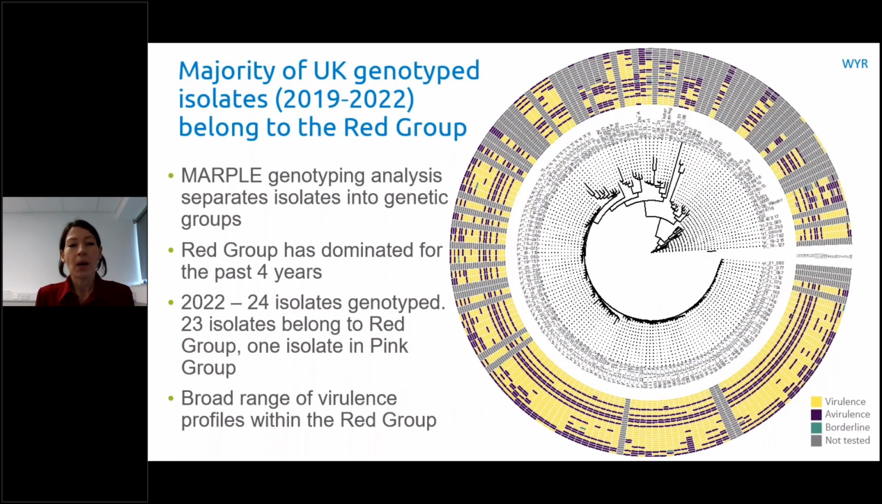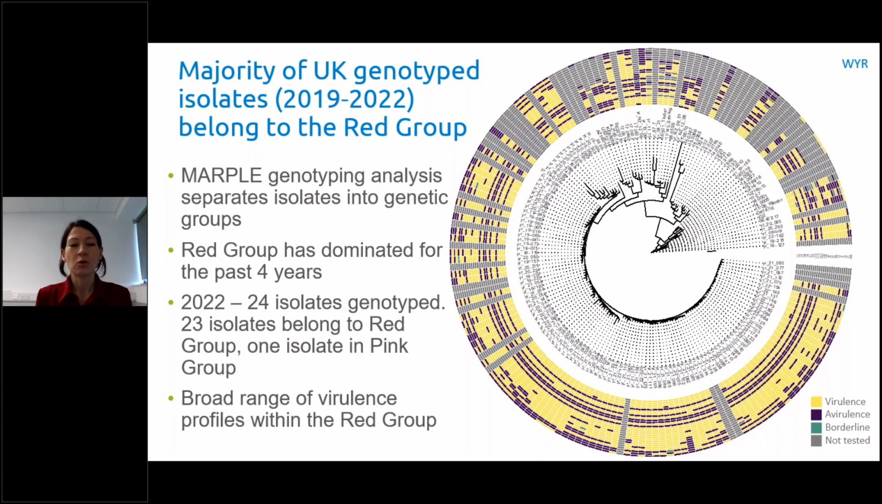So the MARPL genotyping actually separates the isolates into genetic groups. This is the phylogenetic tree. I won't go into too much detail because it's a huge diagram and difficult to display on these screens. Basically, the middle of that diagram is the family tree, and the outer ring is the results from the seedling test, so that's the virulence profile of the isolates. But the main take-home message from this slide is that the red group has dominated for the last 4 years.